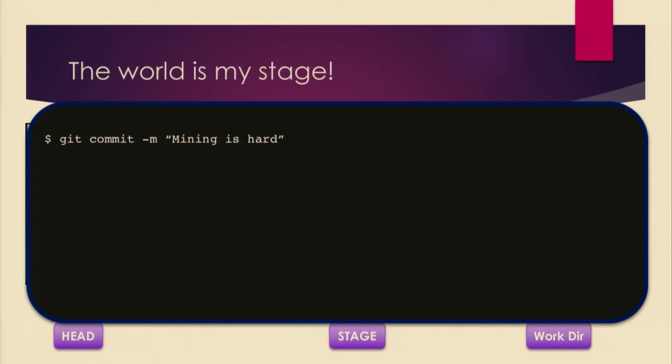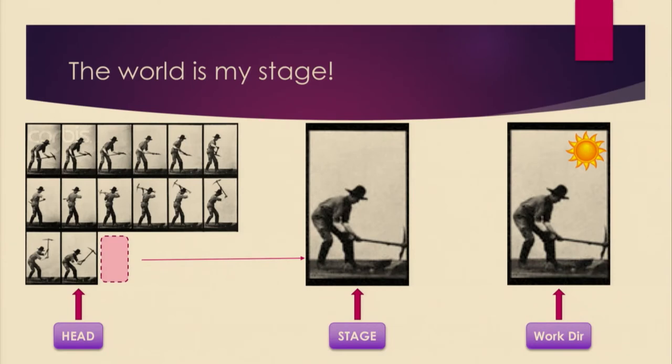Time to save. Git, please commit whatever I have on the stage. So we do a git commit. Mining is hard. It's my quick message. And everything that's on the stage will now go here, and this will become the new head of the project, right? Notice that son.txt is still here, but it's not actually part of the history, right? It's a file, it's untracked. Git lets you have mixed repos like that, where you have some things that don't belong.